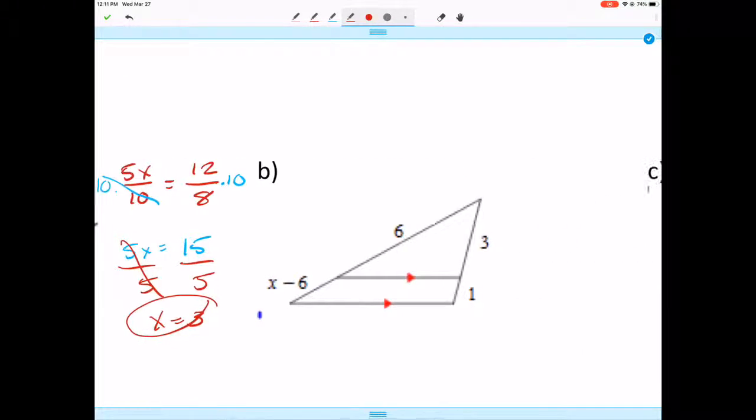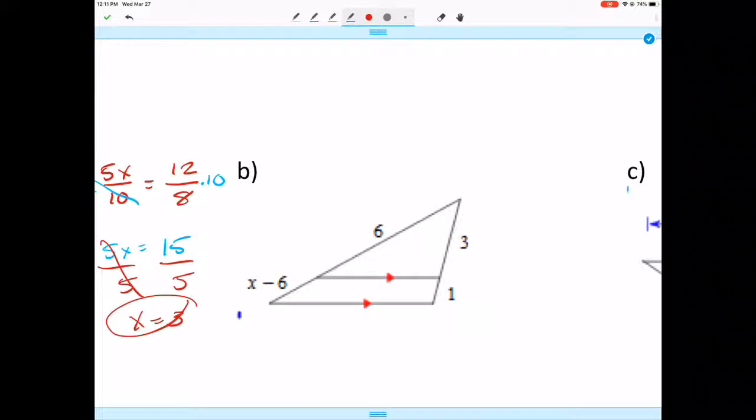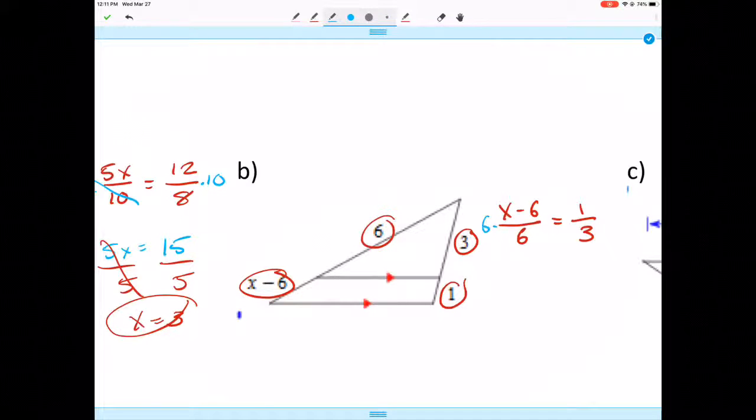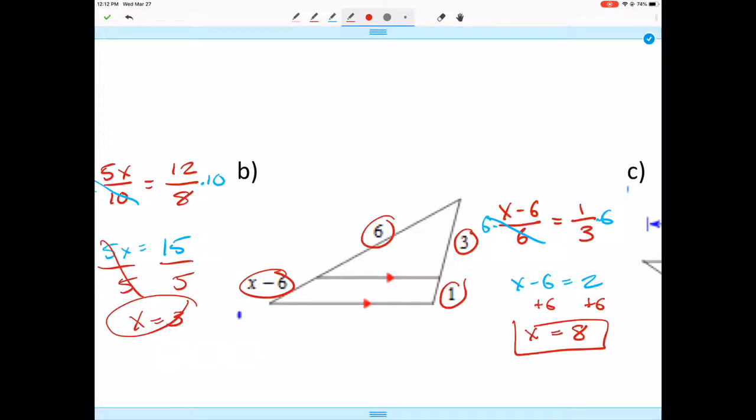So not too bad. Here's another one. Do the same sort of thing. This corresponds to this. So x minus 6 divided by 6 is equal to 1 divided by 3. Okay? Multiply both sides by 6. You'll end up with x minus 6 equals 2. And then we will just add 6 to both sides. Okay, x equals 8.